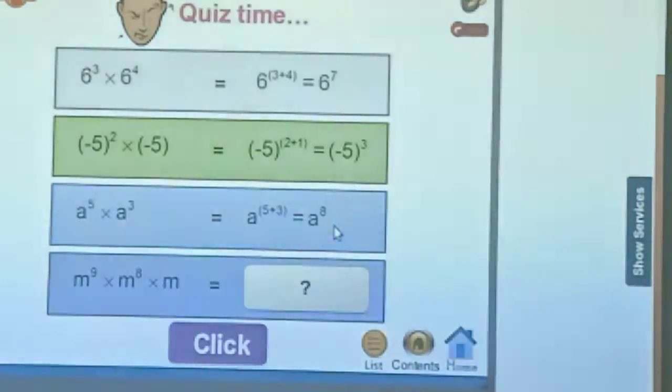Let us see the example. And here the different powers, here we have 3 bases, but still the law will be same, and all the powers will get added. 9 power first, then 8, and at last it is 1. 9 plus 8 plus 1, which is 18, m raised to the power 18. Let us see the answer.